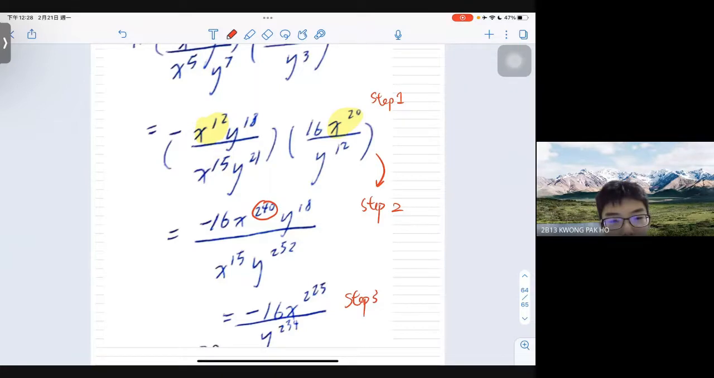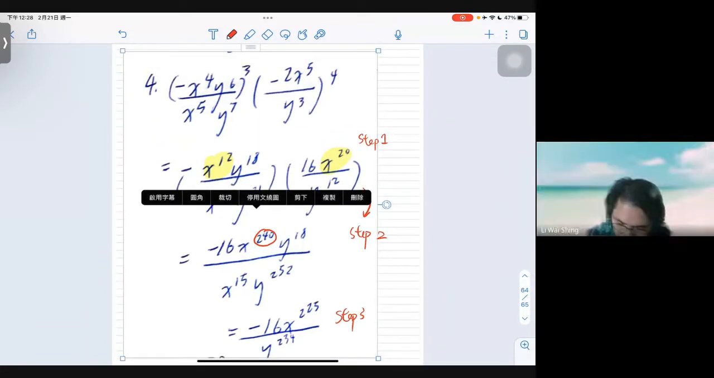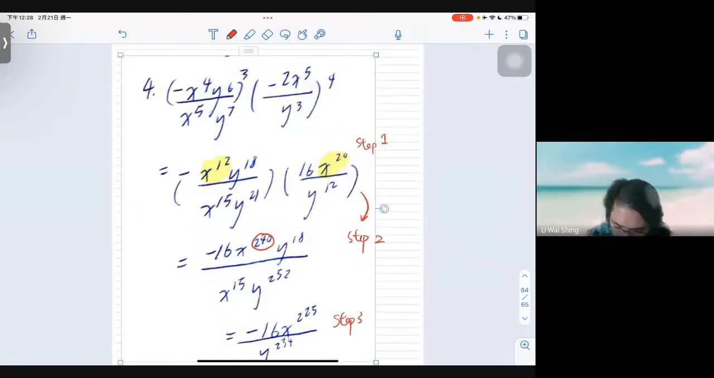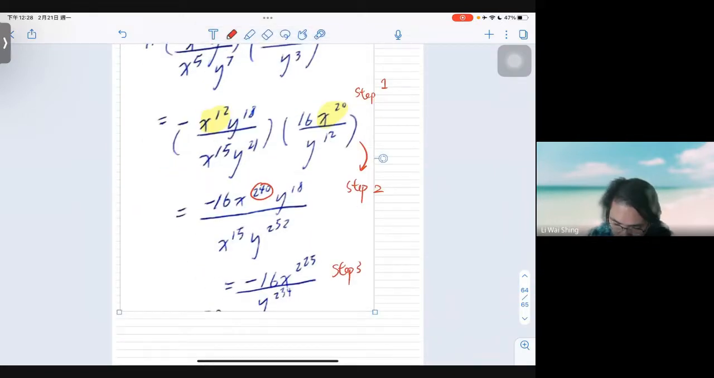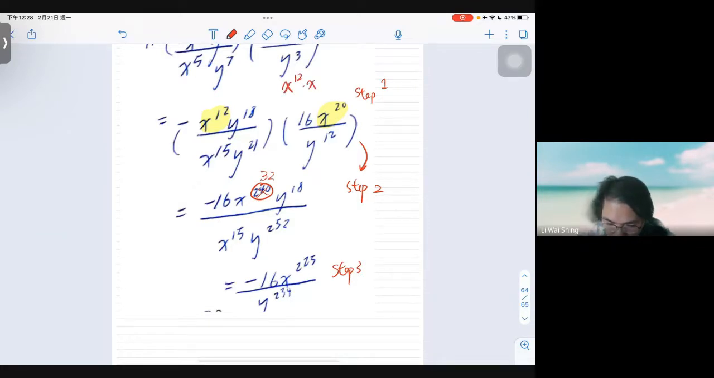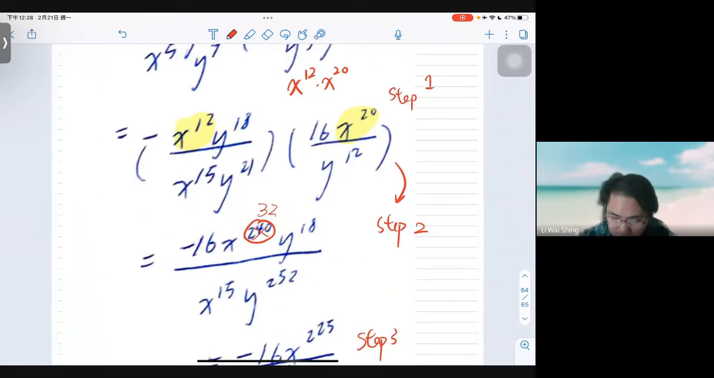X to the power of 32. Thank you so much. Okay, some of you mess up with the index law. When you are having x^12 times x^20, this time it should be in the form of a^m times a^n. So the powers of a should be added together, not multiplied together. Remember, a^(m+n).